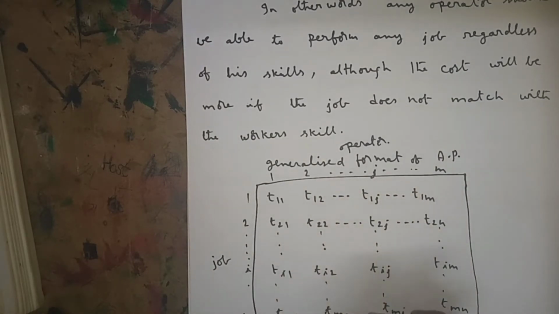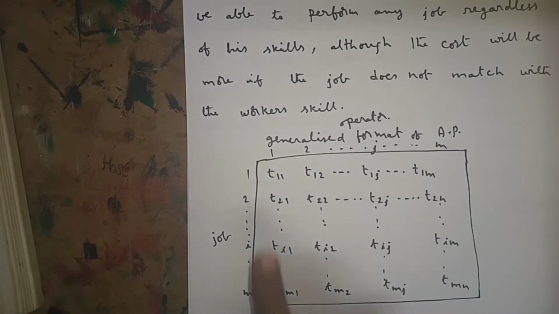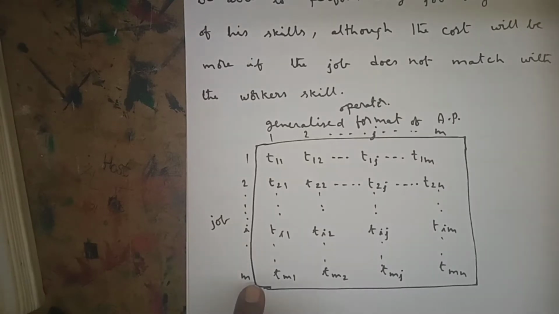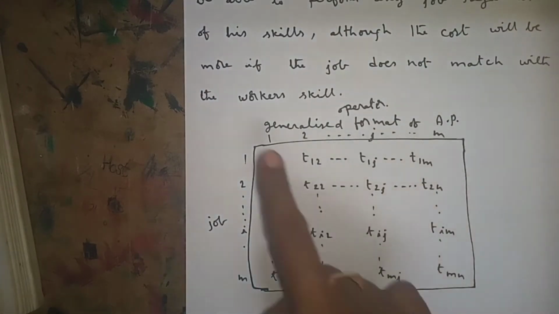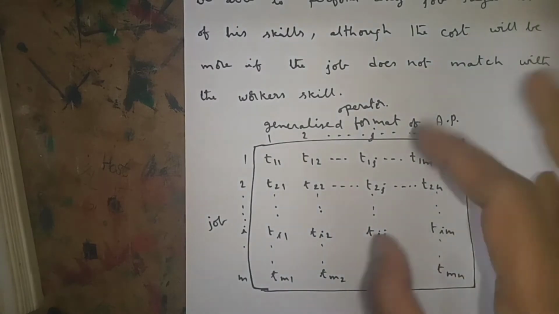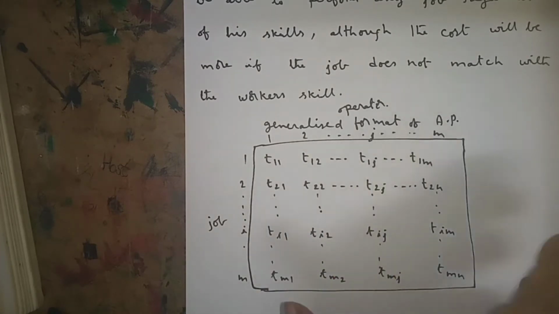A sample assignment problem is in this manner. Operators are columns, jobs are rows: jobs 1, 2, 3, 4, 5. This is the generalized format of the assignment problem. That may be 5 rows or 6 rows or 4 rows or 7 rows, depending on the given sum. M number of jobs, and in the same way operators 1, 2, 3, 4, 5 up to M number of operators. That may be any number of rows or any number of columns.